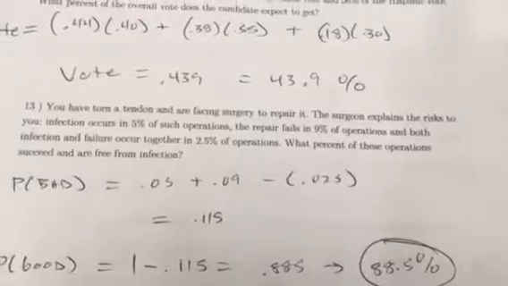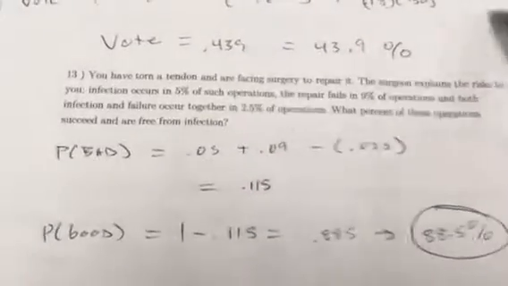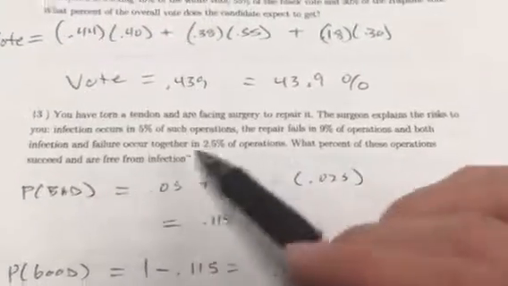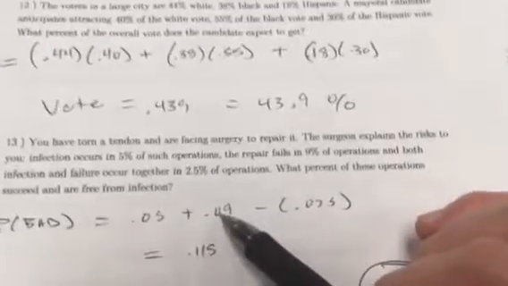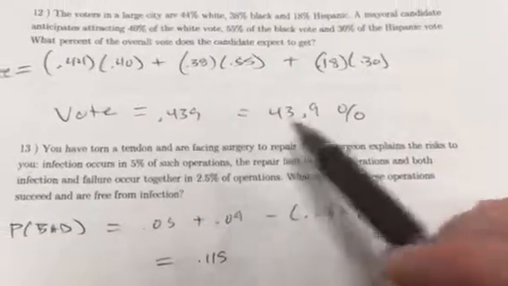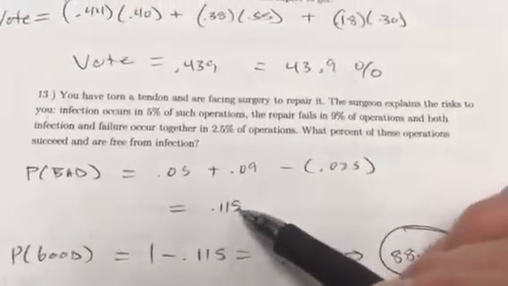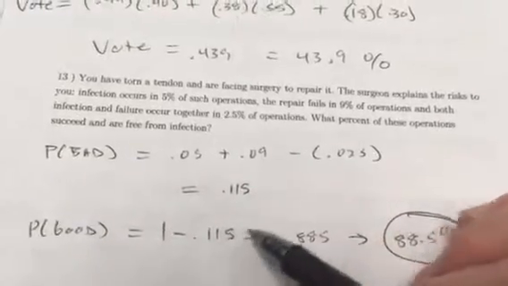So the percent chance that it succeeds and is free from infection, that's a good event. So the probability something bad happens is the probability that you get an infection plus the probability that the repair fails minus the probability that both happen. So the probability of something bad happening, 0.115. Probability something good happens, 1 minus that, and that would be our answer.